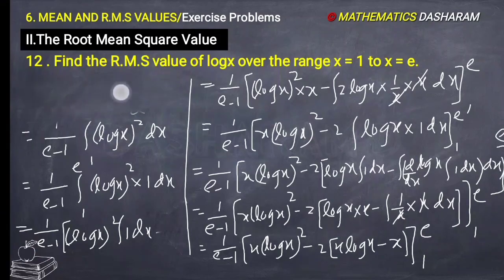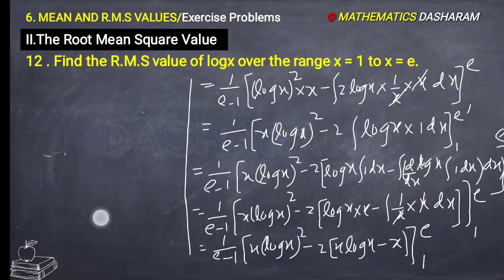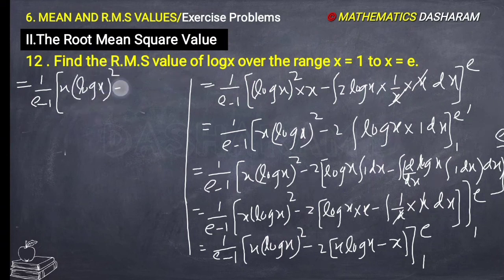So it is equal to 1 by e minus 1, x into (log x) whole square minus 2x log x, minus into minus plus 2x, plus 2x, and the limits are 1 to e.